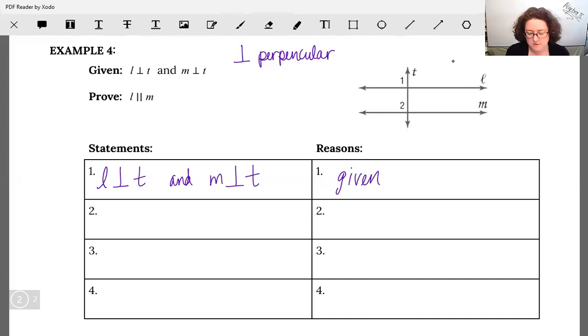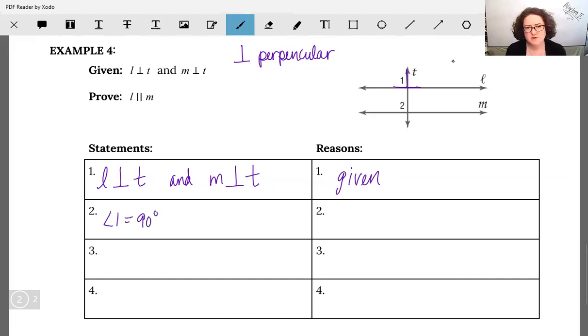Okay, so what do you know about perpendicular lines? Well, where they intersect, they make what kind of angle? They make a right angle. So we actually already have some angles labeled. If we have L and T are perpendicular, then what should the measure of angle 1 be? Well, it should be 90 degrees. So angle 1 equals 90 degrees.